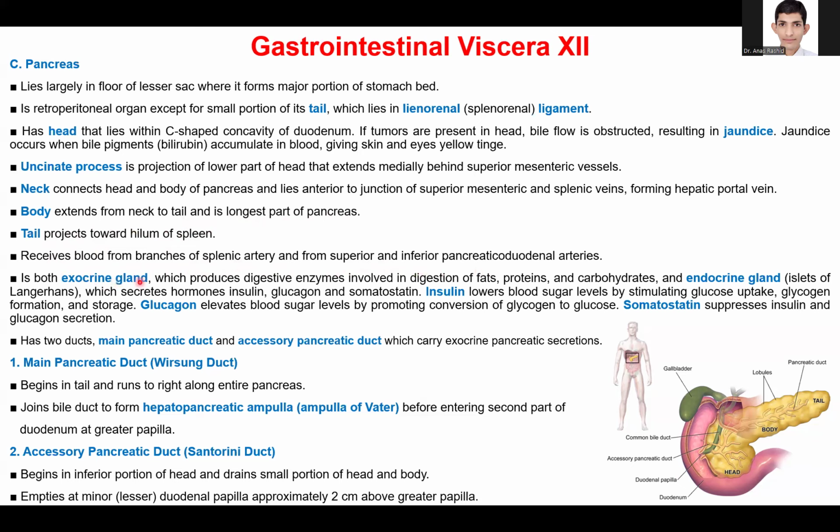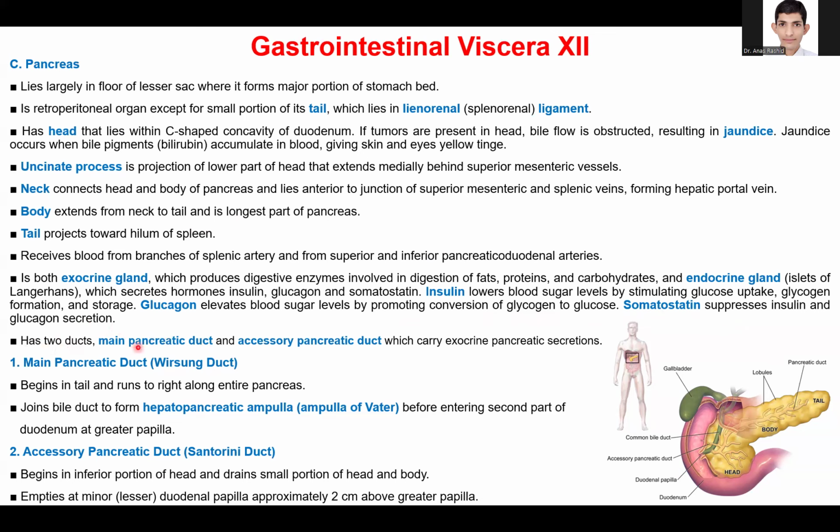Is both exocrine gland, which produces digestive enzymes involved in digestion of fats, protein, and carbohydrates, and endocrine gland, islets of Langerhans, which secretes hormones: insulin, glucagon, and somatostatin. Insulin lowers blood sugar levels by stimulating glucose uptake, glycogen formation and storage. Glucagon elevates blood sugar levels by promoting conversion of glycogen to glucose. Somatostatin suppresses insulin and glucagon secretion.